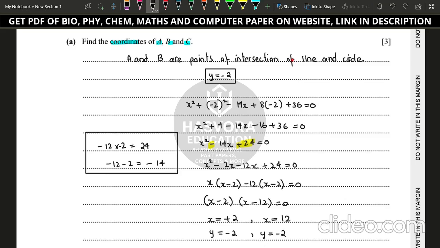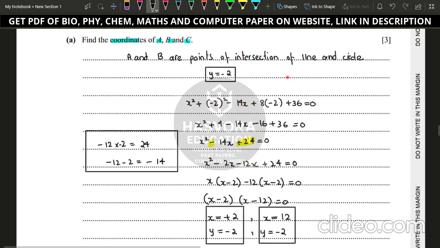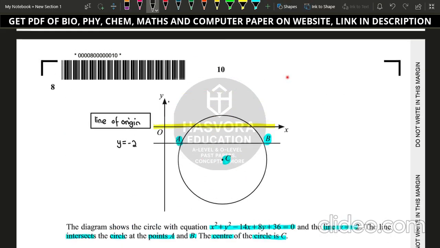So now how do we decide which one is A and which one is B? That is why the examiner has given you a diagrammatic representation of this whole scenario. So now if you see that the B point is ahead of the A.